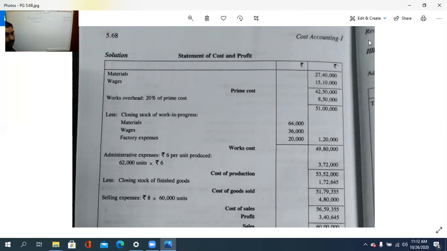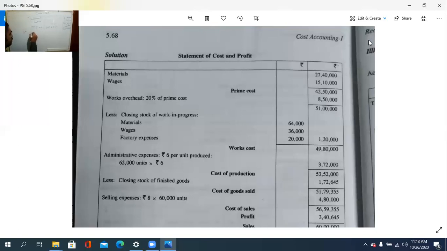So what is the prime cost? PC is equal to 42,50,000. Then add factory overheads. How much? 20% on prime cost. 20% of 42,50,000 is 8,50,000. So how much is it? 51 lakh. Okay, 51 lakh. From that 51 lakh, we need to deduct the closing work in progress.